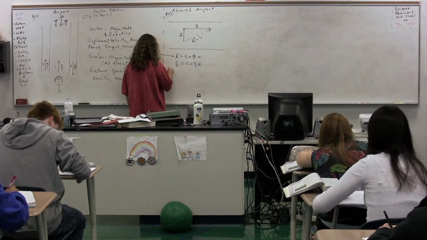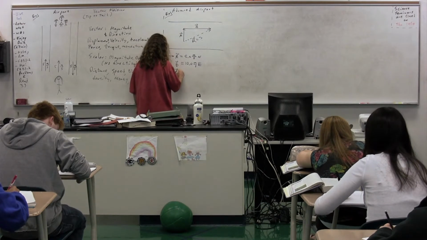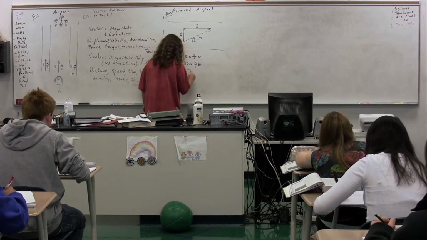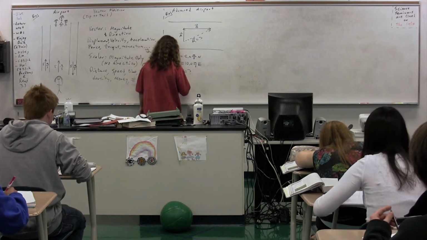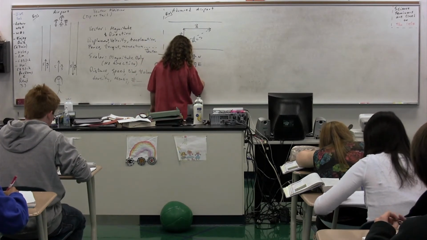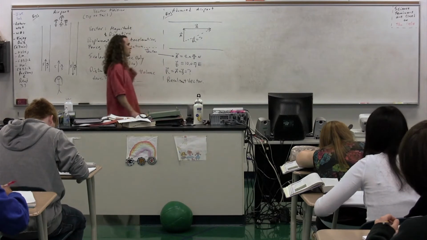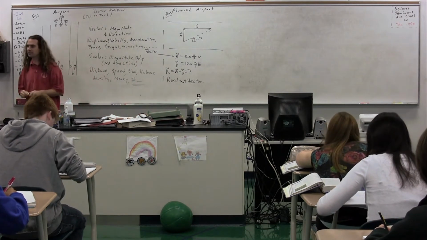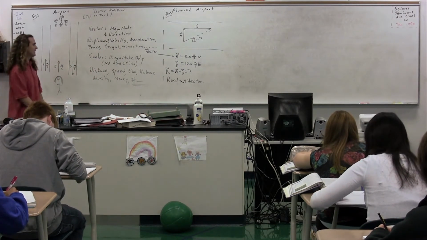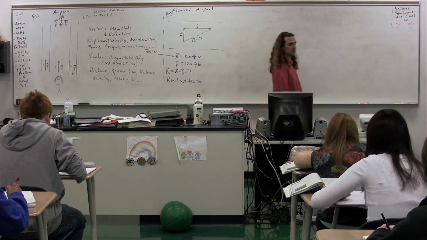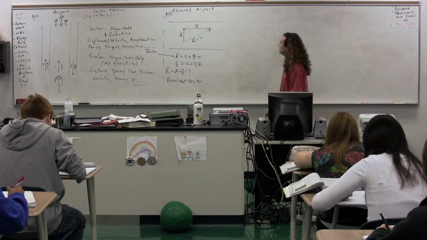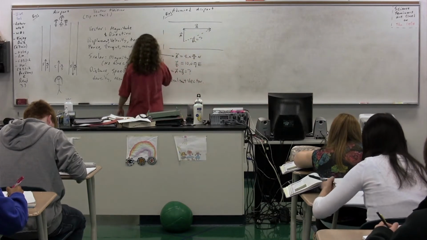So our resultant vector R, which is equal to vector A plus vector B, is what we're trying to find. And this is called the resultant vector. It is the result of the addition of vectors A and B. It is going to be our resultant velocity, the net velocity from this motion. Okay, resultant vector.